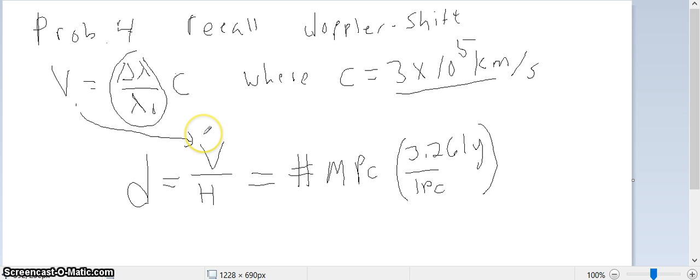You plug that in as the velocity, and for some reason, I'm not really sure why, they're not using the modern value of the Hubble constant. They're using an older value, and they tell you in the problem. I don't know why. Just do what the problem in the textbook is asking you. They tell you to use the Hubble constant as an older value, 70 kilometers per second per megaparsec.